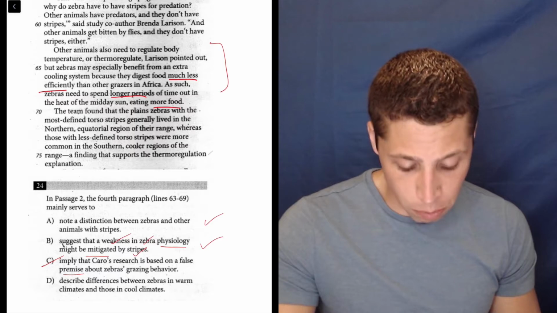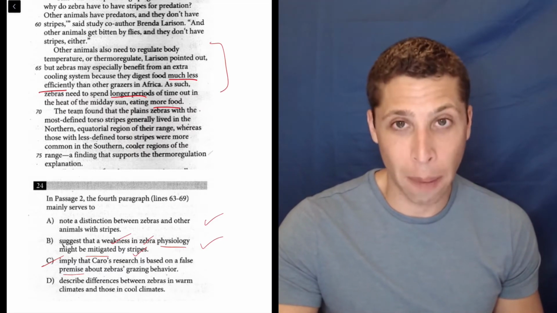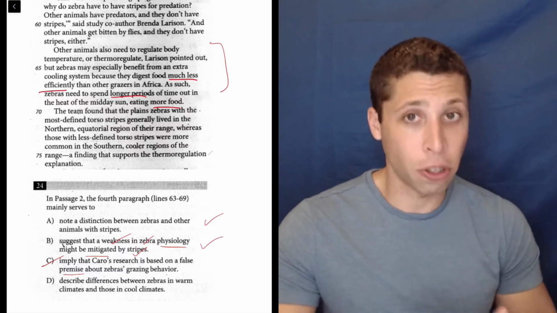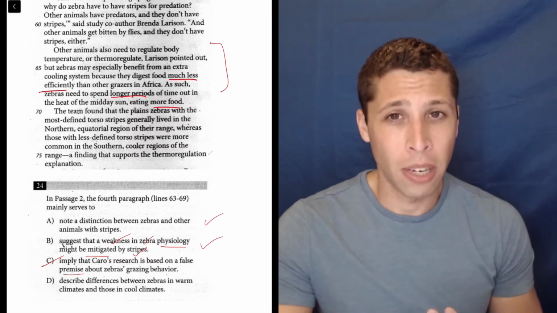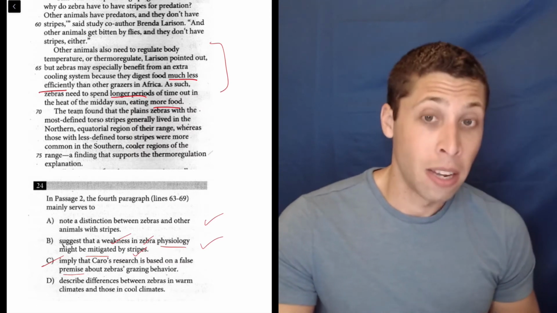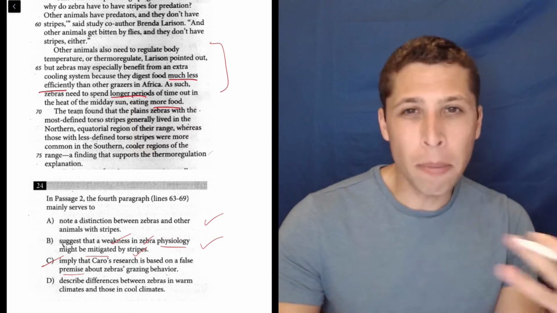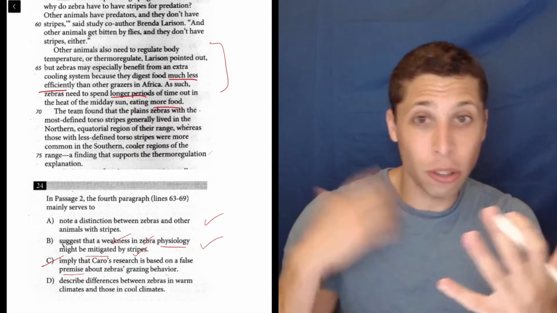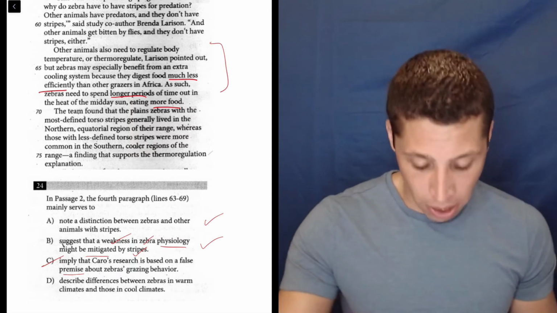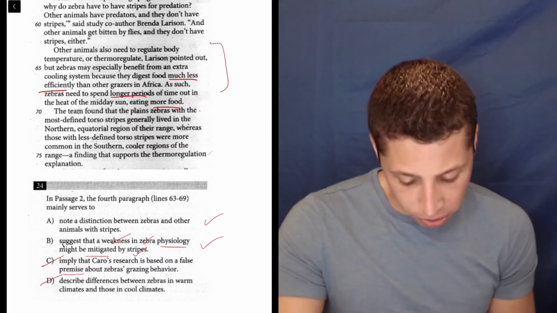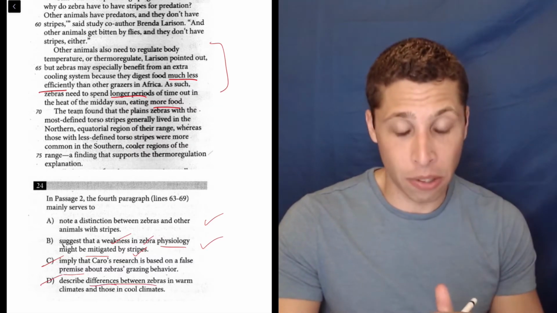D, describe differences between zebras in warm climates and those in cool climates. Well, they're talking about temperature, they're talking about the zebras cooling themselves, and there is a comparison, but it's not comparing different types of zebras, it's comparing zebras to other animals, other grazers. So this is a bad comparison. It's not differences between zebras.